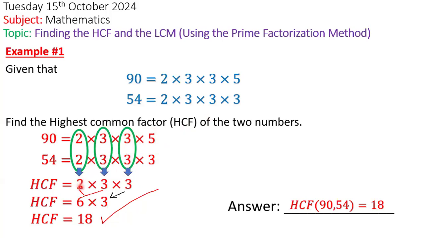Then we just multiply it. So 2 times 3 gives us 6. And then 6 times 3 gives us 18. All right, do the rest of y'all understand this? Let me know, please, if y'all understand this. Yes, sir. We got 18. Yes, sir.